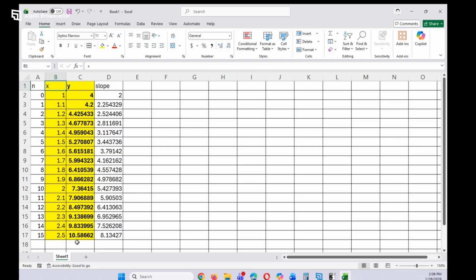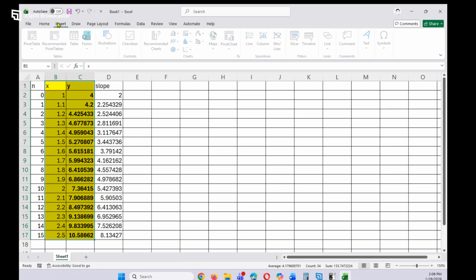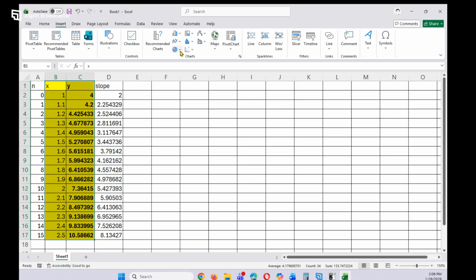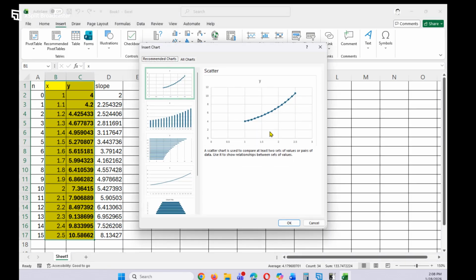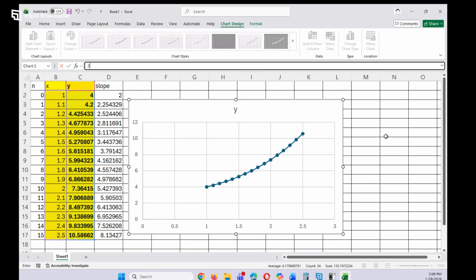If you want to graph that, we do the plot, insert, recommended charts. Okay, this. Yes, so that is the plot of the function, with x values horizontally and y values vertically. So this is the solution as a graph. It's very nice, very simple. We just do this and copy and paste and generate the rest of the formula.